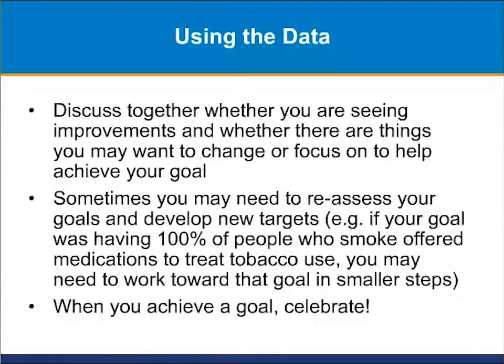When you're together as a work group, you can discuss whether you're seeing improvements and whether there are things you might want to change to help you achieve your goals. Again, like the group attendance example, sometimes you might need to reassess your goals and develop new targets, and that's okay. If your goal is having 100% of people who smoke offered medications to treat tobacco use, but it was 0% at the beginning, you might need to work towards that goal in smaller steps.